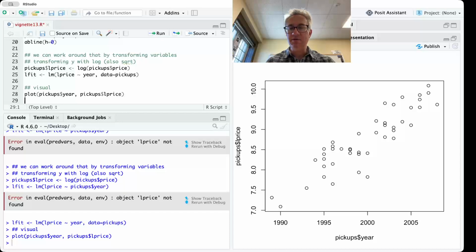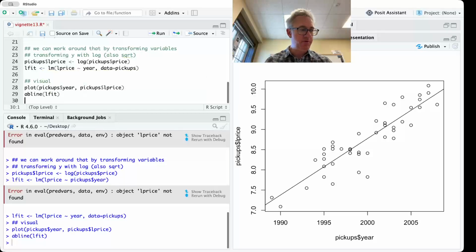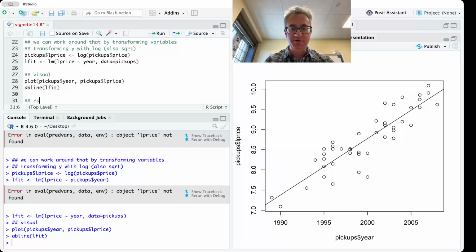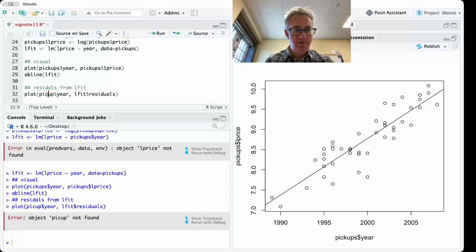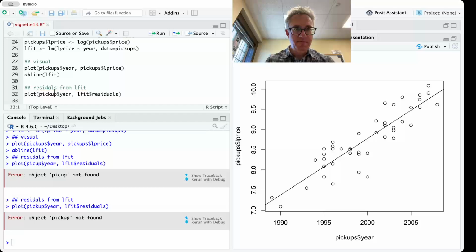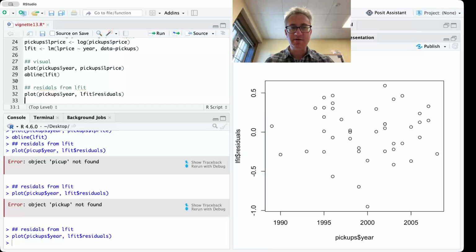I think you can already see in this relationship that it's going to be better fit by a line, which I can then put on the plot. So to me, this looks a lot better. And if I look at residuals from the LFIT, I do plot pickup year LFIT residuals. Pickups. Got it that time.